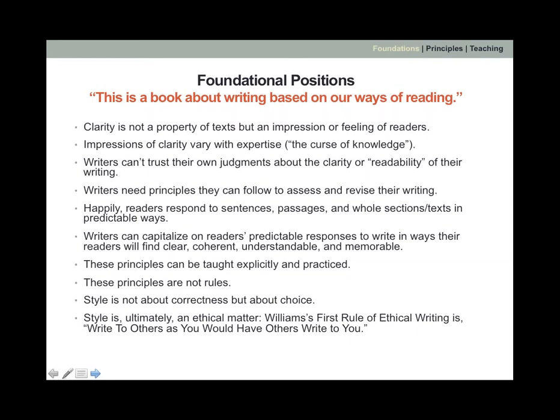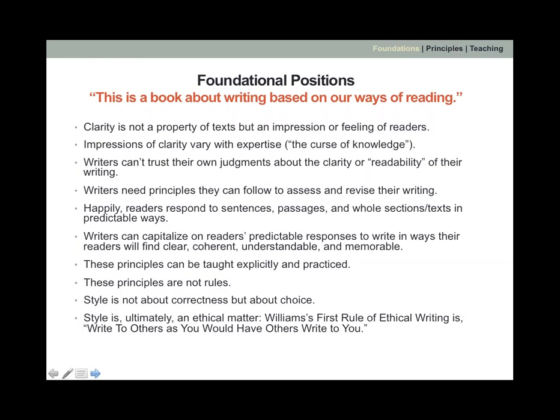What Williams's book does is distill his research on these predictable responses into a small set of broadly applicable principles that writers can use to write clearly. These principles are not rules. They're not must-dos. Rather, they are guidelines that are meant to structure a writer's choices about how a writer wants to communicate. Finally, for Williams, style is not about correctness, but rather about the choices that writers can make to communicate with their readers. And then finally, style is ultimately an ethical issue. Williams's first rule of ethical writing is: write unto others as you would have others write unto you.